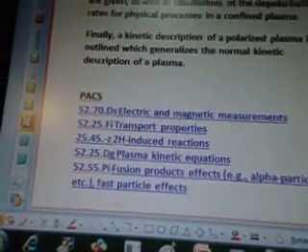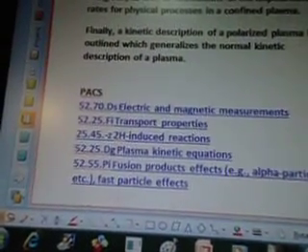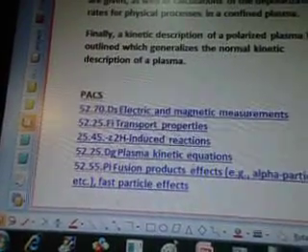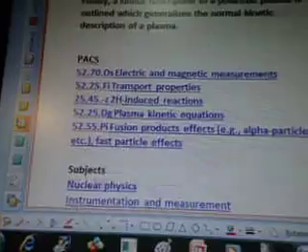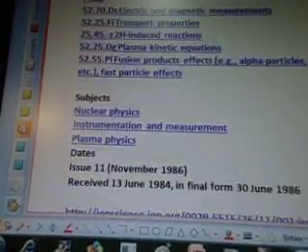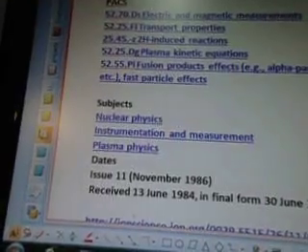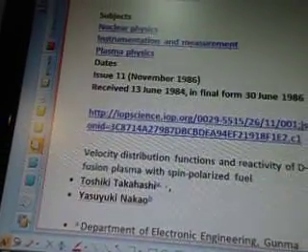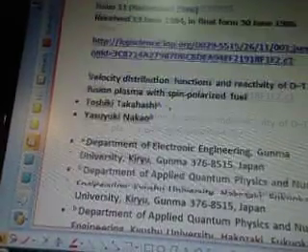Electric and magnetic measurements, transport properties, 2H induced reactions, plasma kinetic equations, fusion products effects, alpha particles, fast particles effects. And the subjects are nuclear physics, instrumentation, and measurement. Okay? That was from November 1986, 1984.